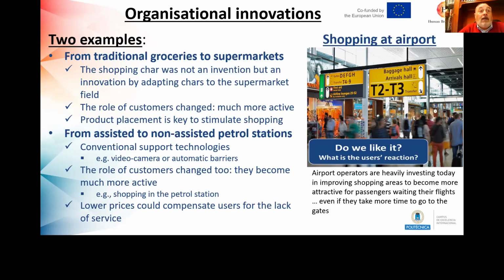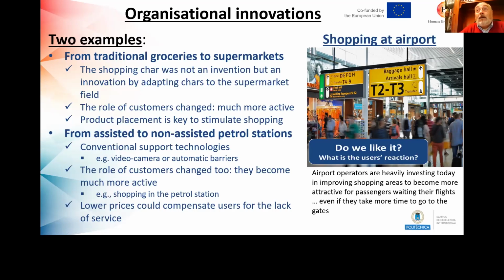Another example is the petrol stations. When you have one person to help you in putting fuel in your car, or nothing. It's automatic. You need to serve yourself and then enter another place to pay. It's an organizational innovation because the technology is the same. Or even here, I have put this example. Now all airports have internally changed the layout to give more space for shopping. They have even put signs on the floor to move around.